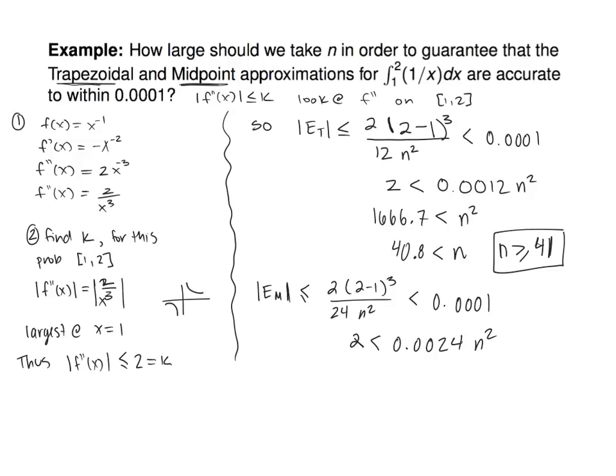So when I divide by 0.0024, I have that 833.3 is less than n squared. When I square root, I get 28.9 is less than n. So n must be bigger than or equal to what whole number? 29.